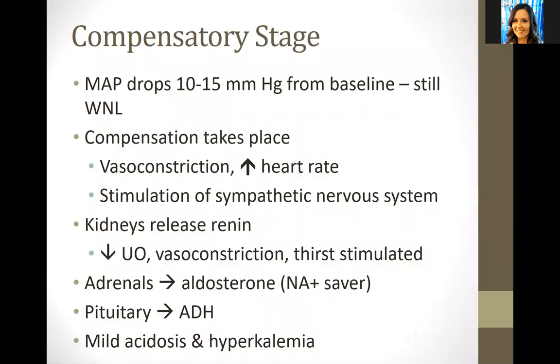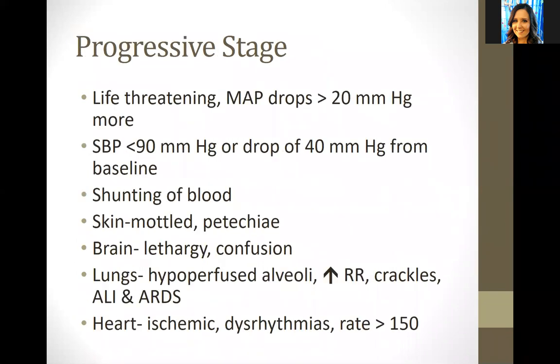The next stage is the progressive stage. So in this stage, we have a life-threatening drop in our MAP. So it drops more than 20 millimeters of mercury more. So we were about 10 to 15, now we're 20 more, so a total of 35-ish. So you can say that our systolic blood pressure is less than 90 or 40 millimeters from baseline drop.